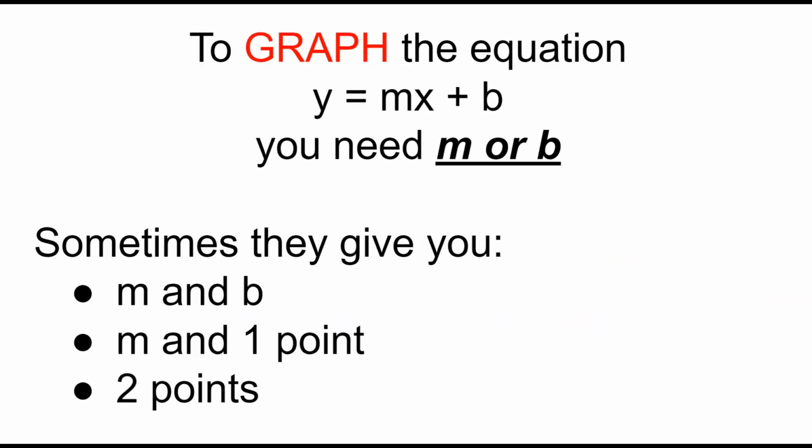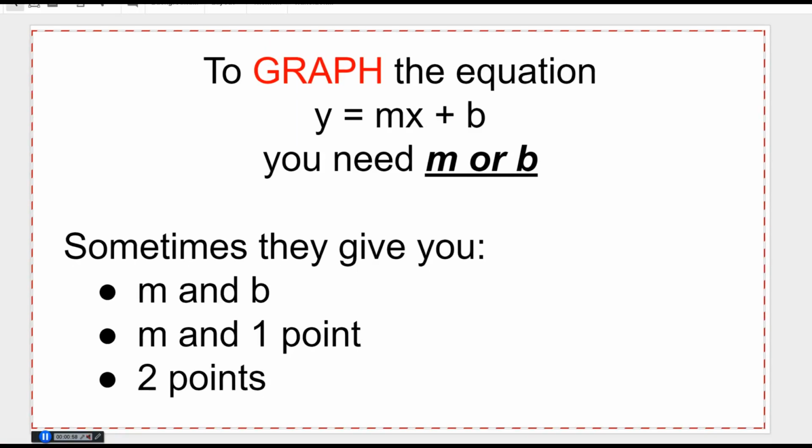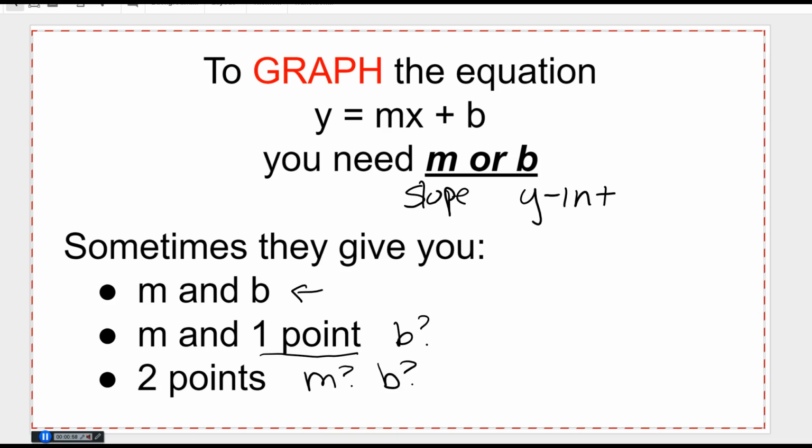When we graph an equation, we need either m or b, the slope or the y-intercept. So sometimes they give you the slope and the y-intercept. We'll start with that. Sometimes they give you the slope and 1 point, so you need to find b. And sometimes they give you 2 points. You need to find m and you need to find b.